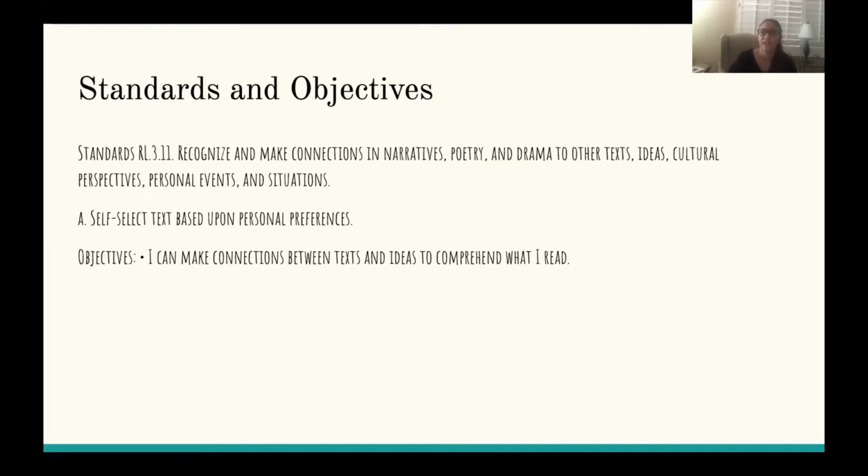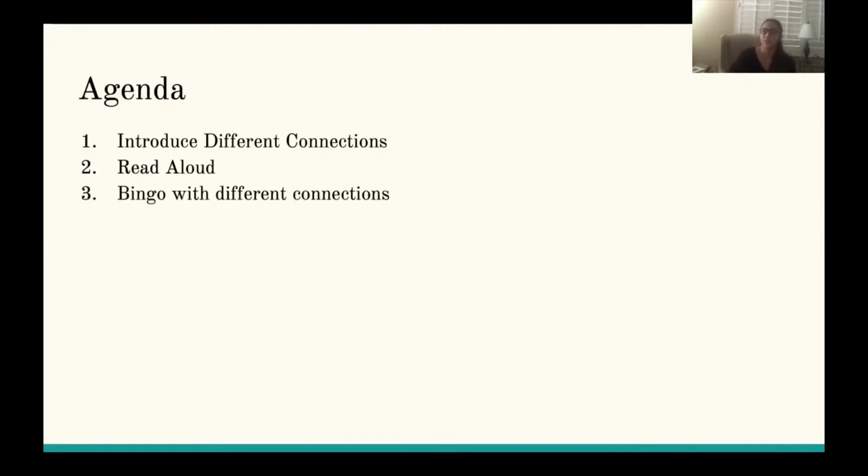So our standards today are recognize and make connections in narratives, poetry, and drama to other texts, ideas, cultural perspectives, personal events, and situations, and also choosing books based on personal preferences. So our objective is I can make connections between texts and ideas to comprehend what I read. So today it's just going to be all about you and how you make connections when you read.